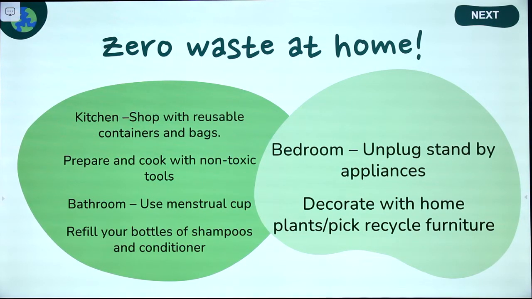For example, we should choose durable items while buying. In the kitchen, we can shop with reusable cloth bags or containers and not use plastic. We can prepare and cook with non-toxic tools. In the bathroom, we can use a menstrual cup. We can refill our bottles of shampoo and conditioner rather than buying a new one. In the bedroom, we can change our habits and unplug the standby appliances that we always plug in. We can decorate our home with plants or recycled furniture.